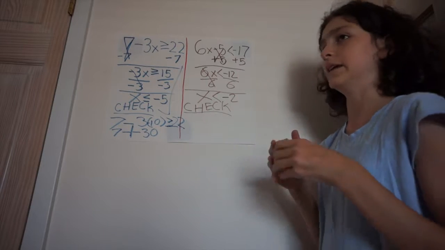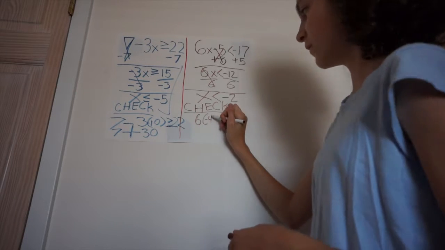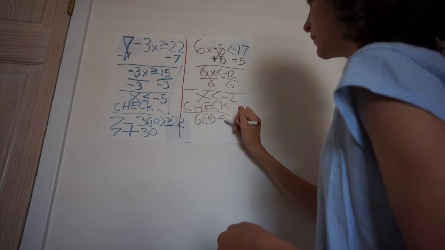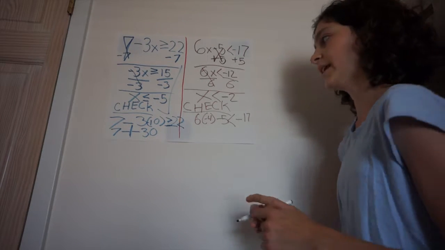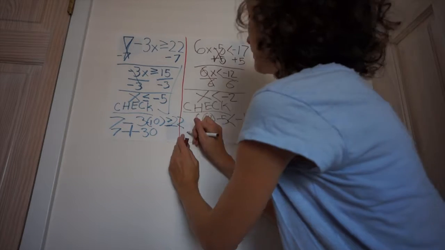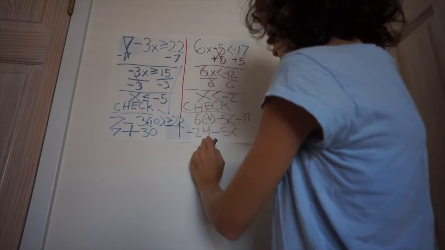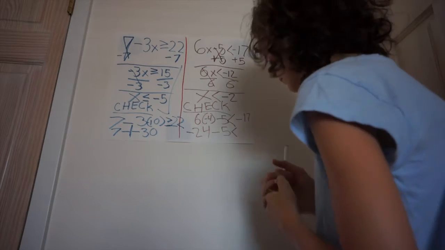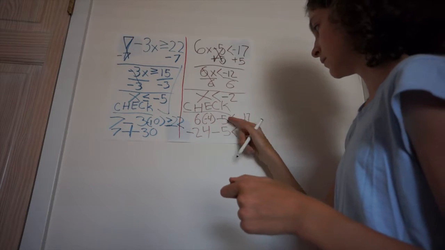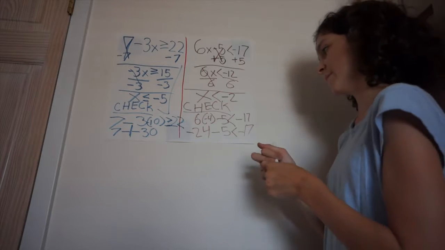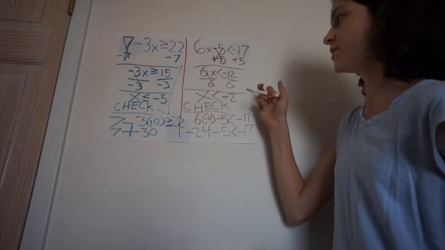Anything less than negative 2, so we could do negative 4. 6 times negative 4 minus 5 is less than negative 17. 6 times negative 4 is negative 24, and then minus 5 would be negative 29. Negative 29 is less than negative 17. So that's also correct. Yay!